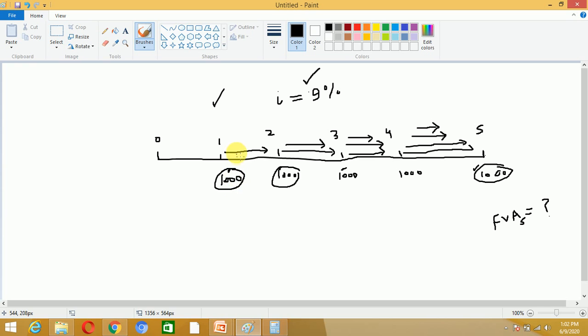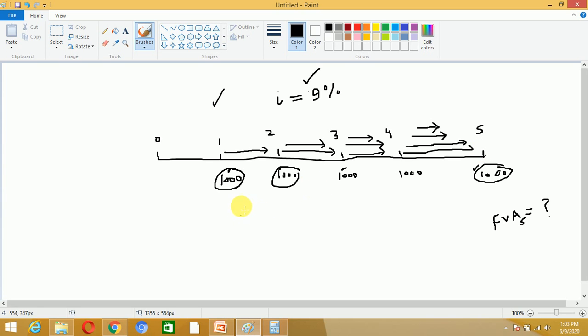So this $1,000 you deposited for 4 years. See, this $1,000 is deposited in the bank for 1, 2 and 3 years. This $1,000 will be in the bank for 1 and 2 years. This $1,000 will be in the bank for 1 year. And this $1,000 will be in the bank, but you will not receive interest, because this is the end of the time period.